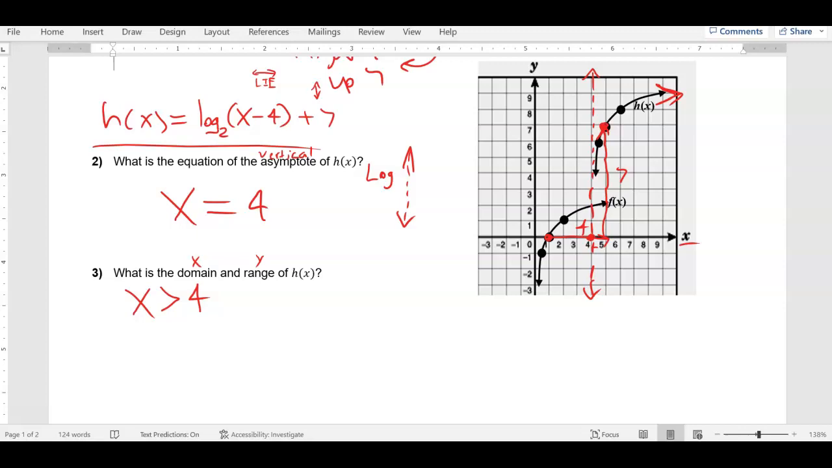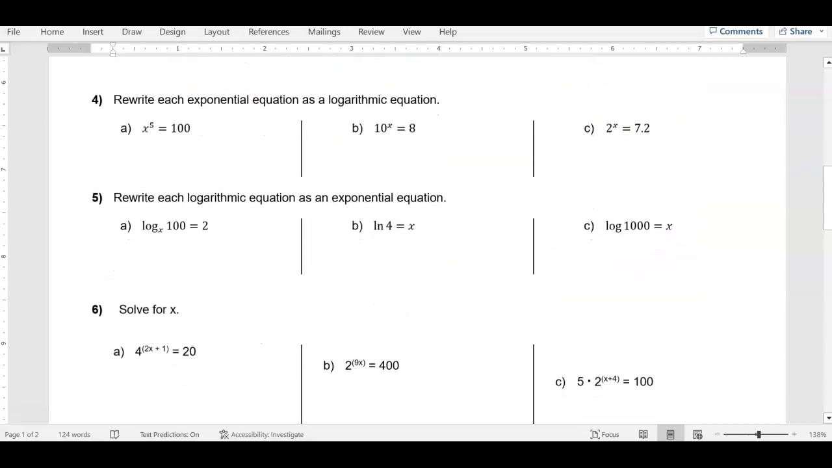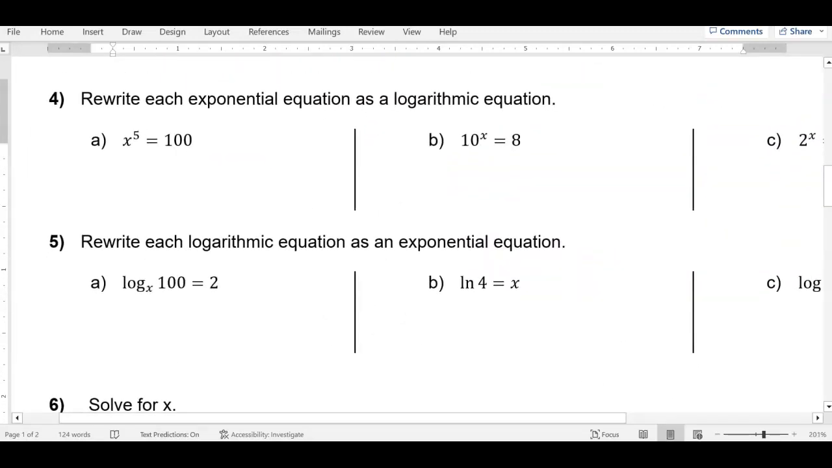Okay. Now the range, it does go down forever. It does go up forever. So the range is all real numbers. Y is all real numbers. Cool. And that's for logs, all real numbers for the range every time. But the domain has to be greater than the asymptote. Notice the relationship between this asymptote and this domain. Cool. All right. Rewrite the exponential equation as a logarithmic equation.